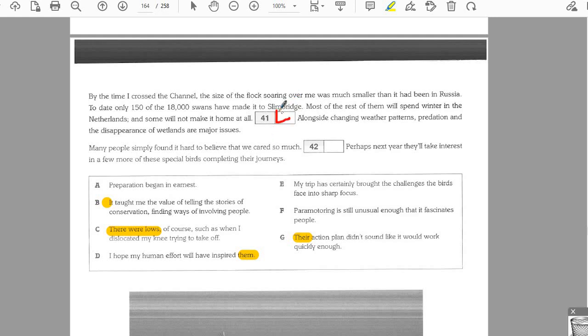I think it's E. I can't understand my handwriting very well. E and 42 D. Yes.